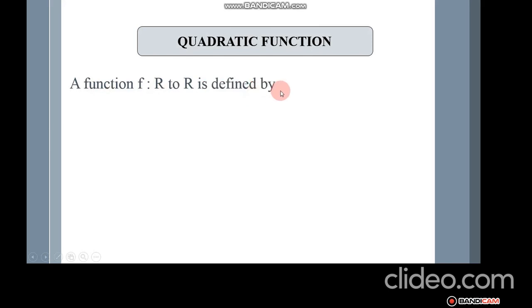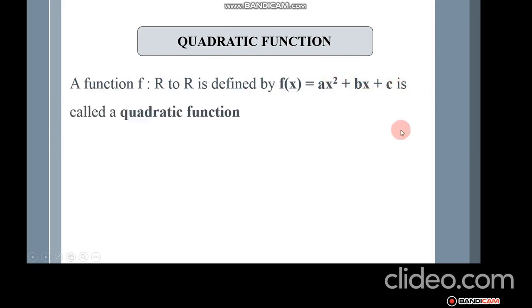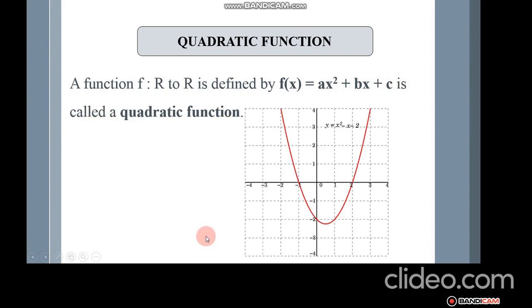And next one is the quadratic function. Quadratic means 2, so the degree is 2. A function f from R to R is defined by f of x equals ax square plus bx plus c. The degree is 2, so it is called a quadratic function. For a quadratic function, the graph is a curve-like structure. It is a parabola-like structure.